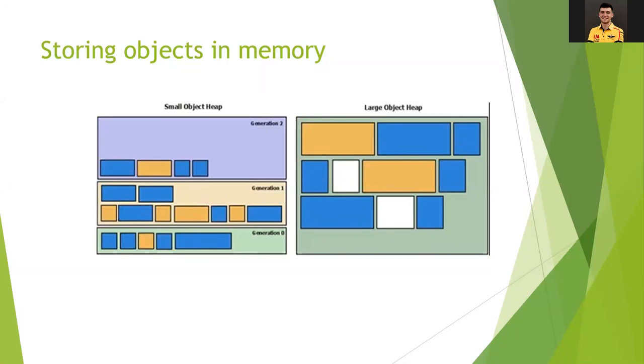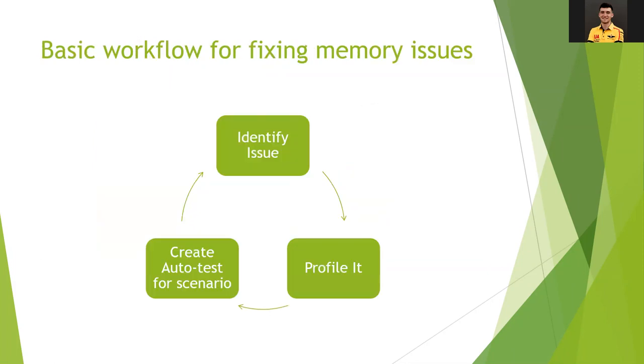Some objects will die and some objects will be promoted to generation one. This will happen until generation one is full. Then those objects from generation one will be promoted to generation two, and garbage collection for them is performed really rarely. All other objects that are bigger than 85 kilobytes go to the large object heap. This is just a small overview so we can have a basic understanding. I will not dive so deep into memory handling.